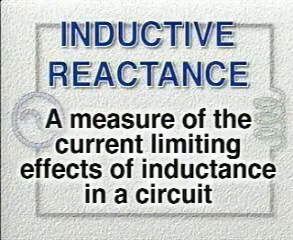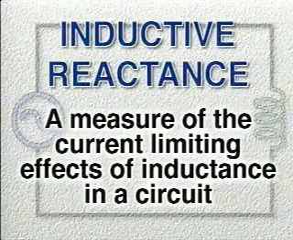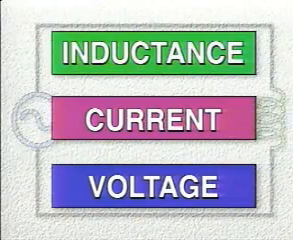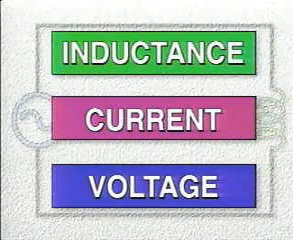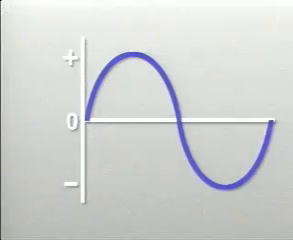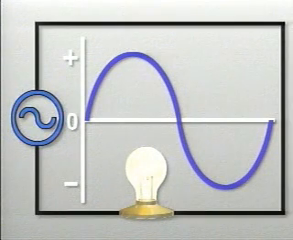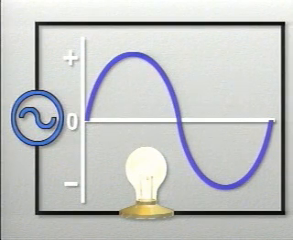Inductive reactance is a measure of the current-limiting effects of inductance in a circuit. In this part, we're going to examine the relationship between inductance, current, and voltage. This is a sine wave that represents the voltage induced as a conductor rotates through a magnetic field. Here's the circuit that produces the sine wave. The amount of inductance in this circuit is so small that for our purposes it's insignificant.